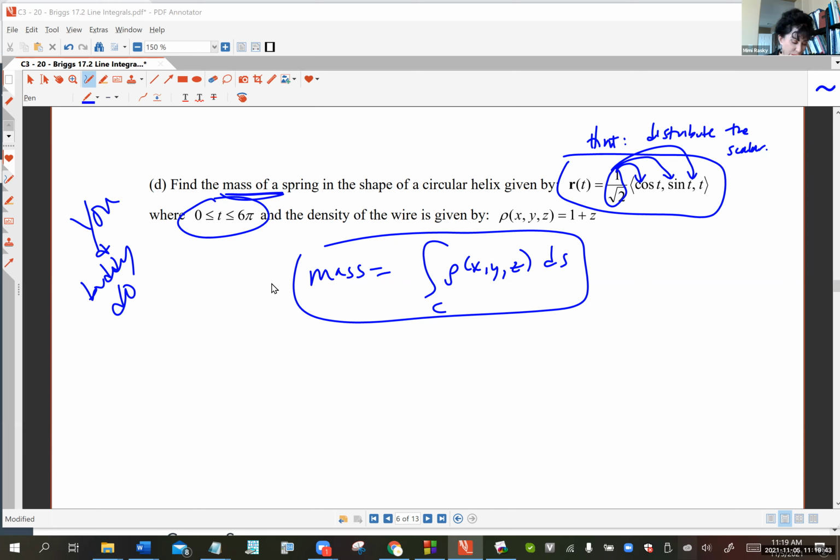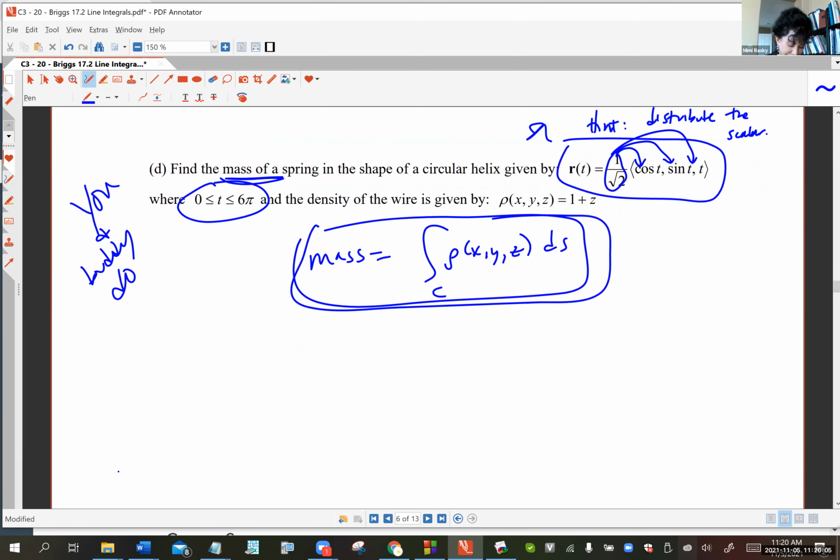So you guys are all working on letter D. You're distributing the scalar first, avoiding problems. And your mass is going to be given by the line integral of the density function ds. Okay, so try this on your own.